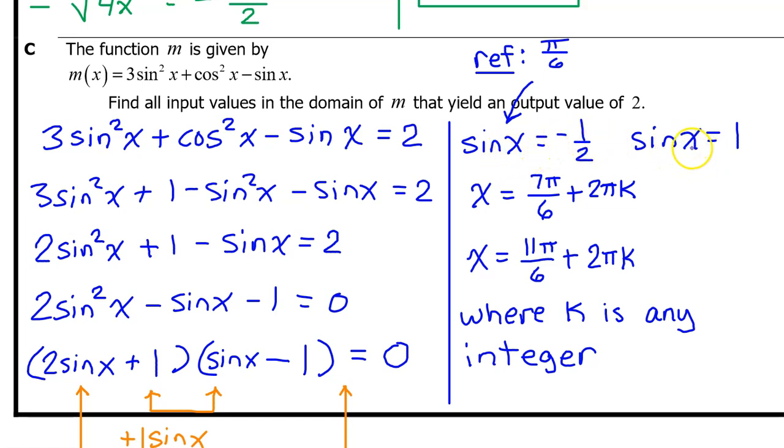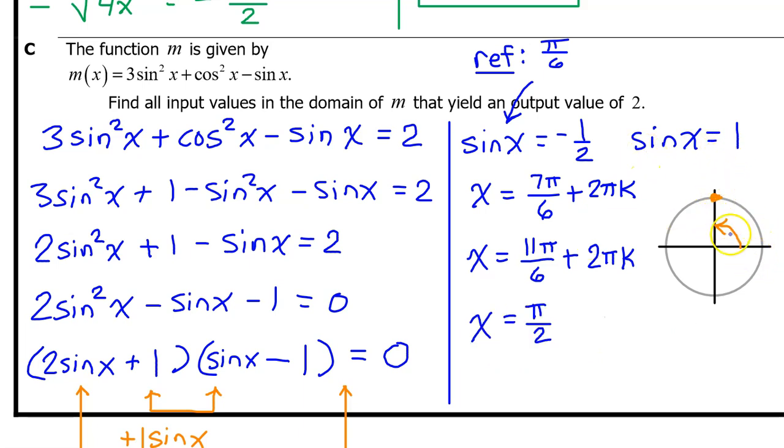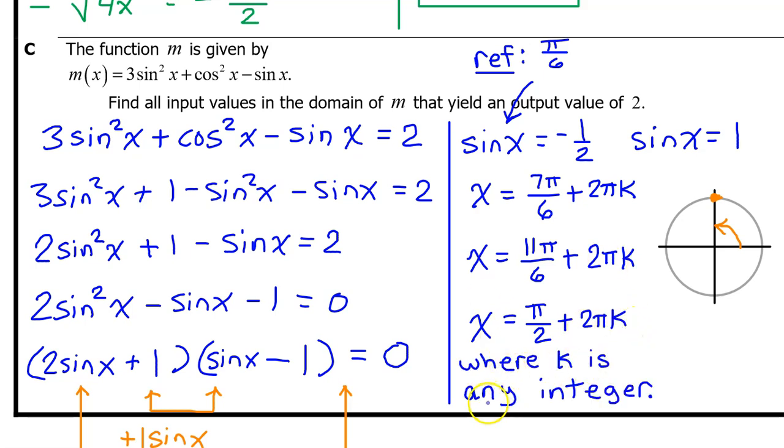But what about sine x equals 1? Sine is the y value on the unit circle, and the only place on the unit circle where the y value is equal to 1 is right here at pi over 2 radians. So one solution to this equation is x equals pi over 2. But again, we will get another solution every time we add 2 pi. So we can turn this into infinitely many solutions by adding multiples of 2 pi. In other words, by adding 2 pi k, where k is any integer.